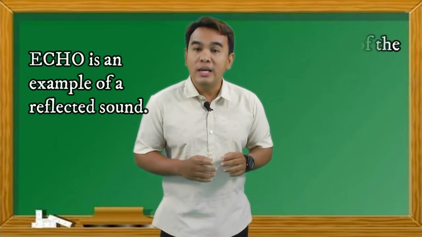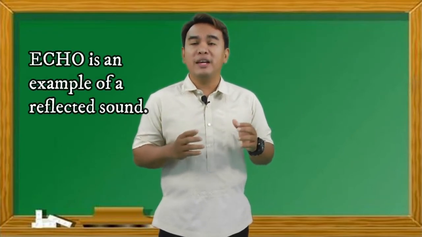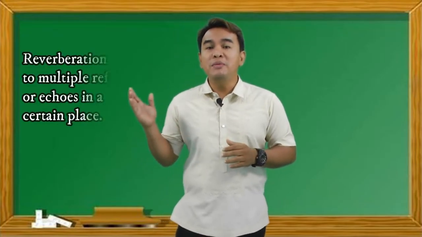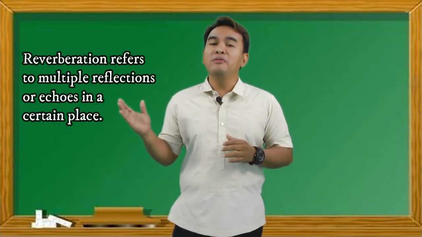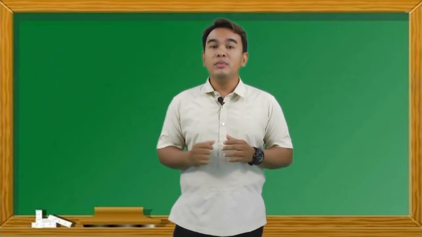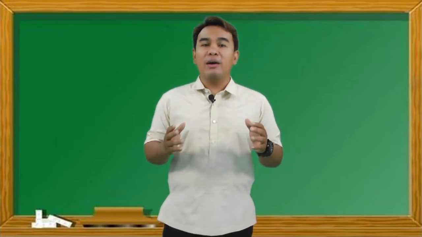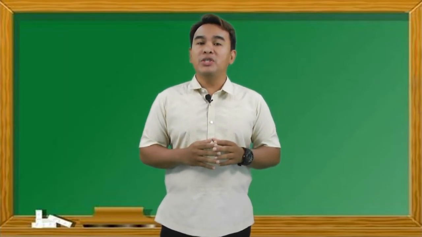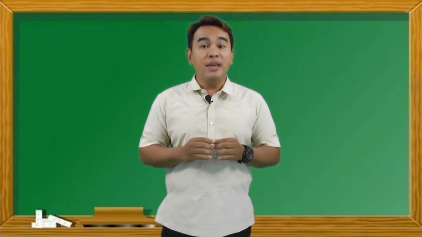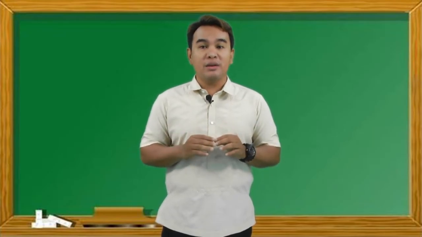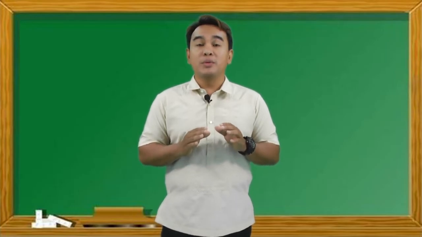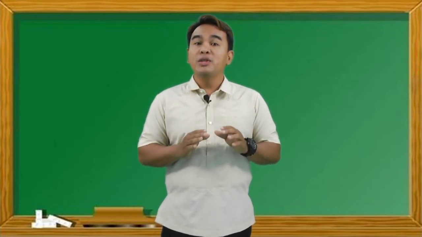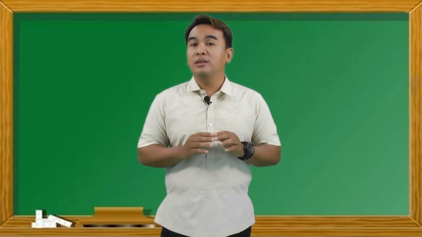The echo is an example of a reflected sound. Reverberation, on the other hand, refers to multiple reflections or echoes in a certain place. In theaters and movie houses, there are also reverberations and echoes, but these are not pleasing to the ear. So to lessen these, designers use sound absorbent curtains and cloth to cover chairs and carpets.